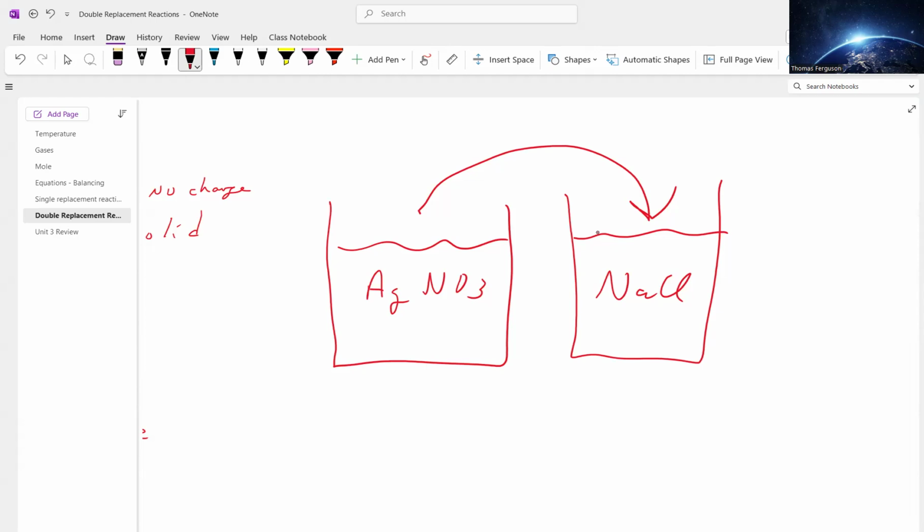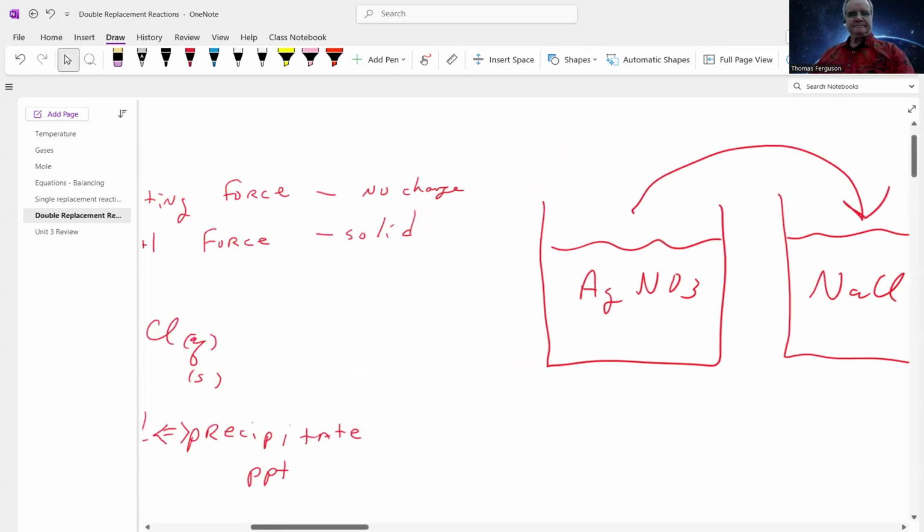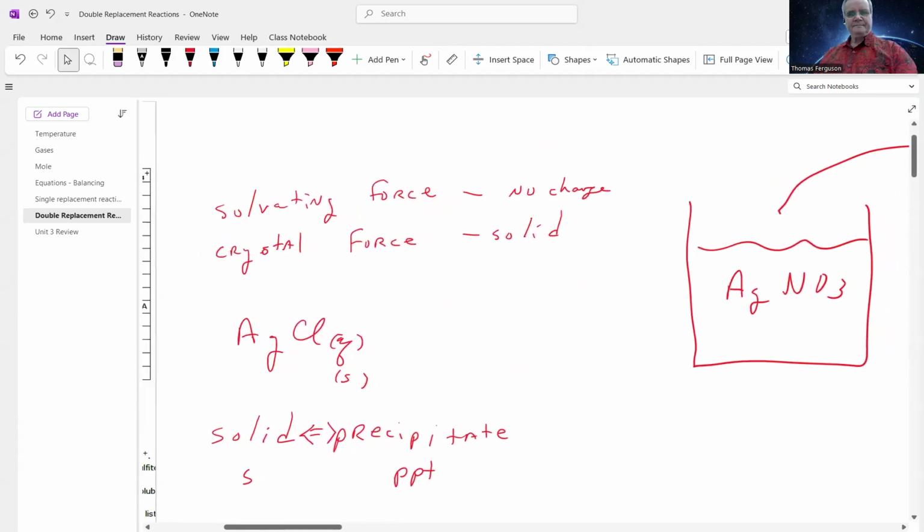Now, when you get this pairing up, you have a situation. The reason why you have the silver and nitrate in a clear colorless solution is because we have a solvating force of the water that's keeping them apart.